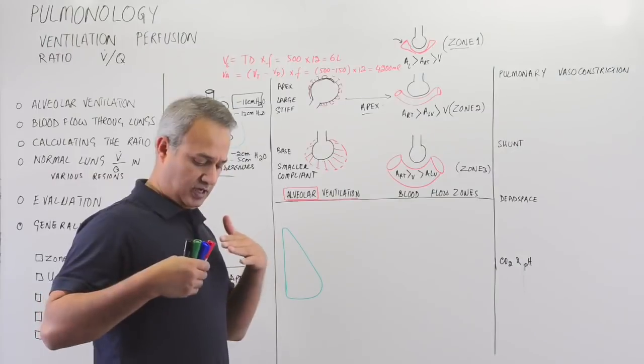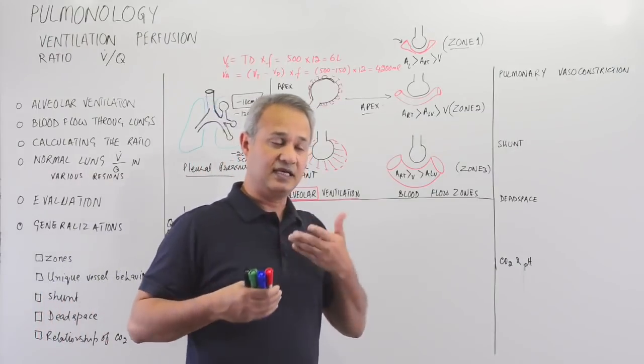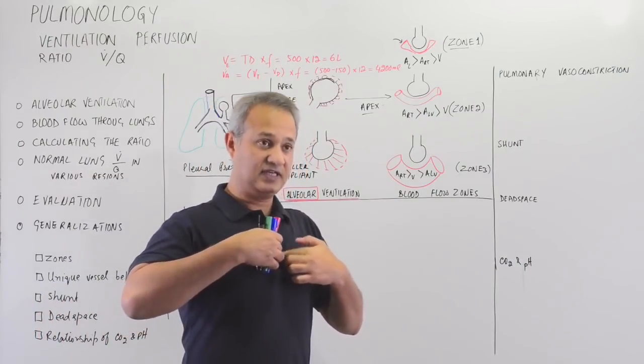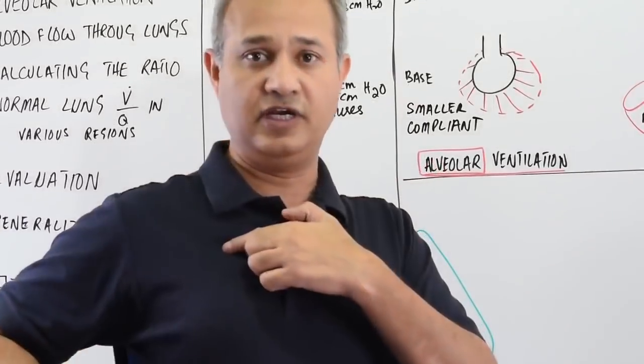So most of the ventilation is done starting from 10 centimeters above the heart and all the way down to the base.